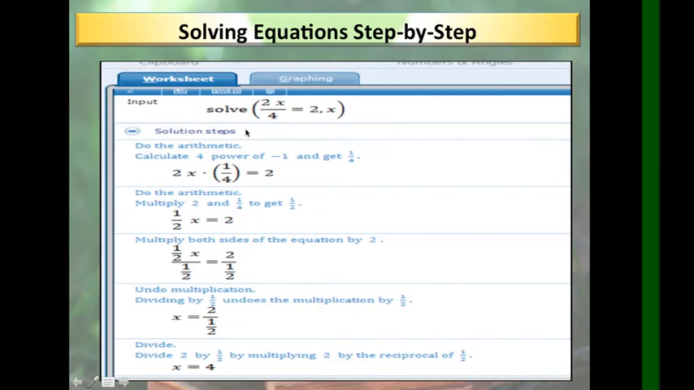So, after you click the solution steps, mag-show dito yung steps. So, do the arithmetic, compute 4 power of negative 1 and get 1/4. So, ina-explain niya dito. Okay, automatically, yung equation kung paano nakuha yung x equals 4. So, di ba ang ganda ng Microsoft Mathematics?